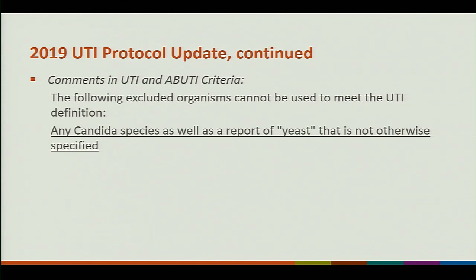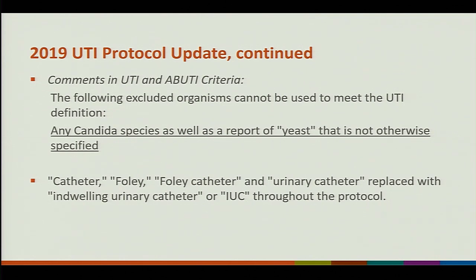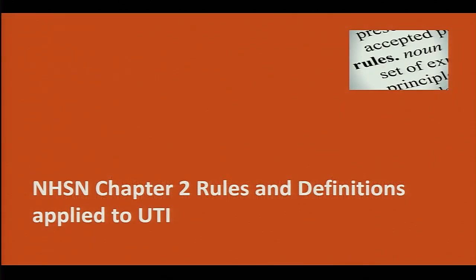Comments have been added to UTI and ABUTI criteria. The following excluded organisms cannot be used to meet the UTI definition: any Candida species as well as the report of yeast that is not otherwise specified. Also, catheter, Foley catheter, and urinary catheter have been replaced with indwelling urinary catheter, or IUC, throughout the protocol.